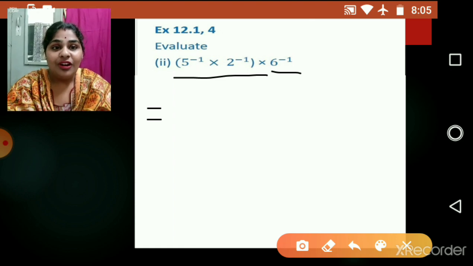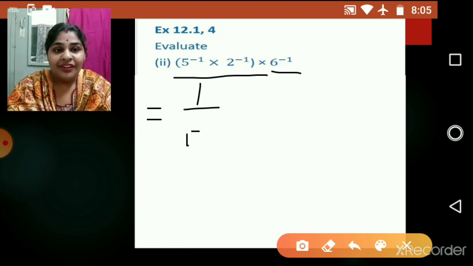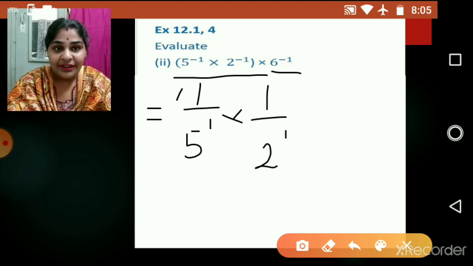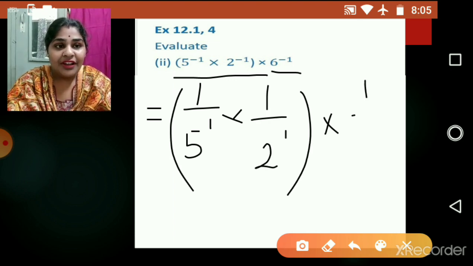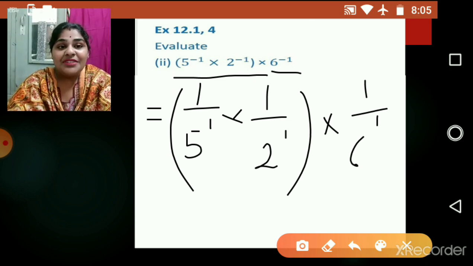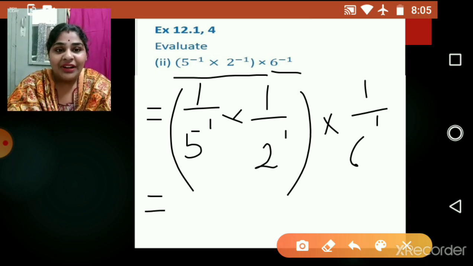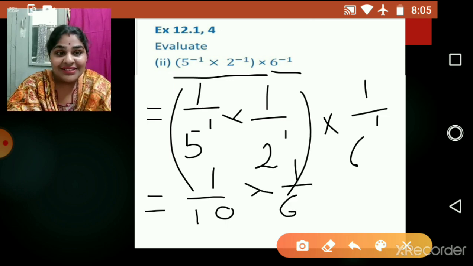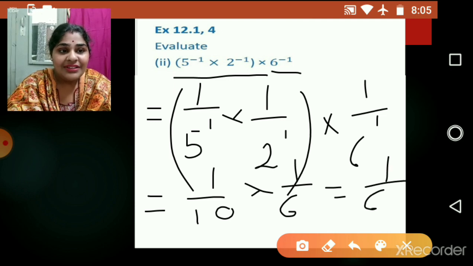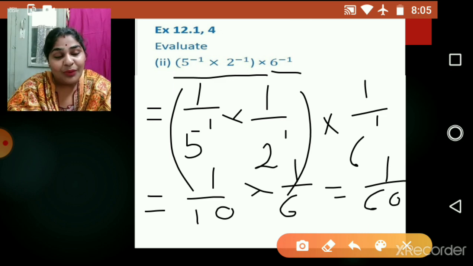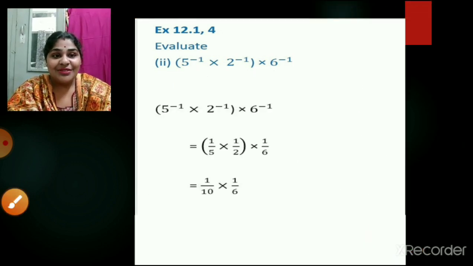So using that law, we can write this as 1 upon 5 raised to 1 multiplied by 1 upon 2 raised to 1 in bracket multiplied by 1 upon 6 raised to 1. Right? That is nothing but 1 upon 5 multiplied by 1 upon 2, which is nothing but equal to 1 upon 10. Right? Into 1 upon 6. 10 6s are 60. So it is 1 upon 60, which can also be written as 60 raised to minus 1. So let us see the solution, children.